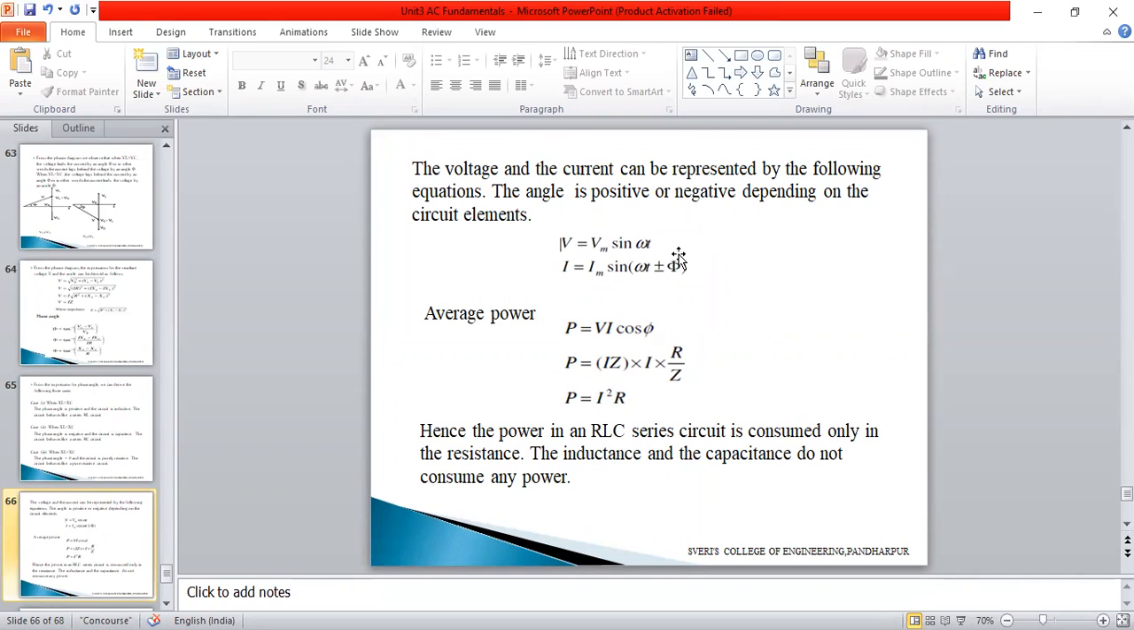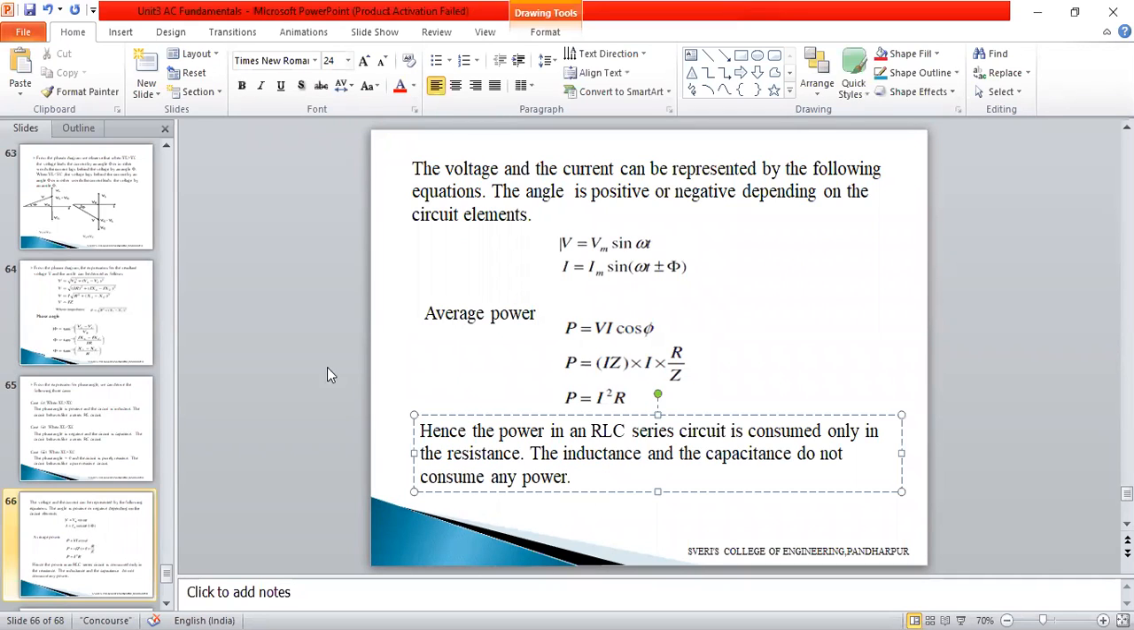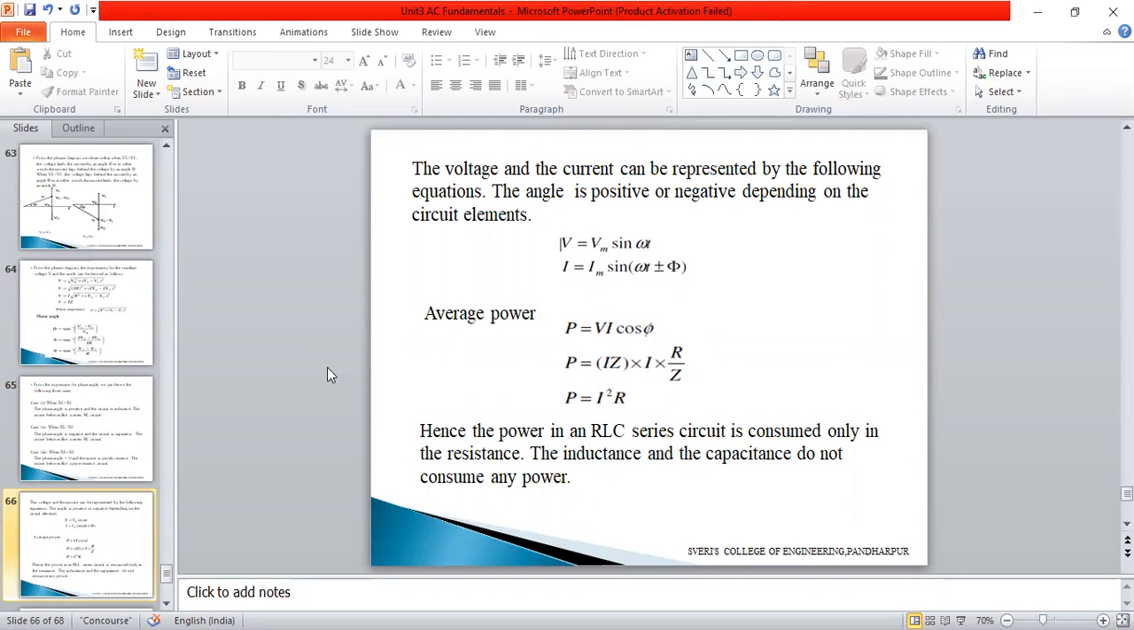Last, write down average power. We'll stop here only and it will complete the third unit. This is the last point of the third unit, that is average power of the RLC circuit.